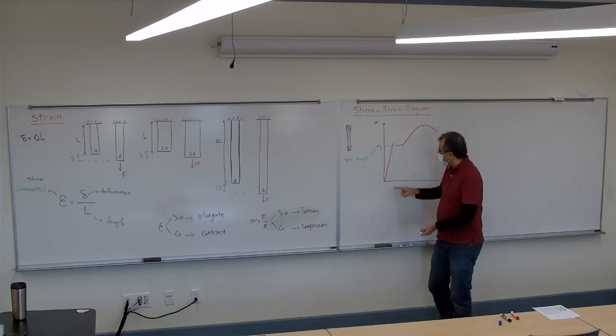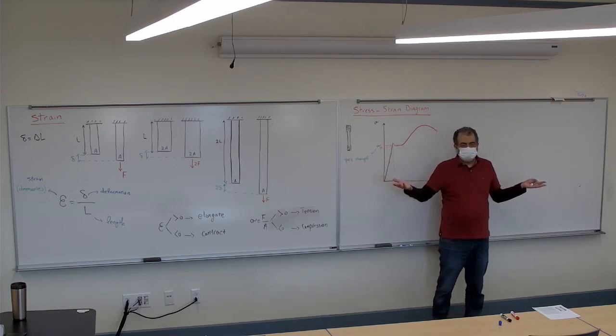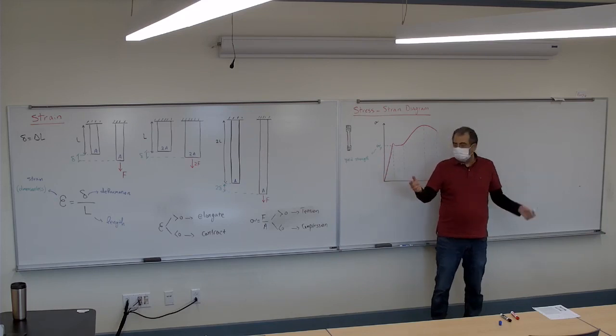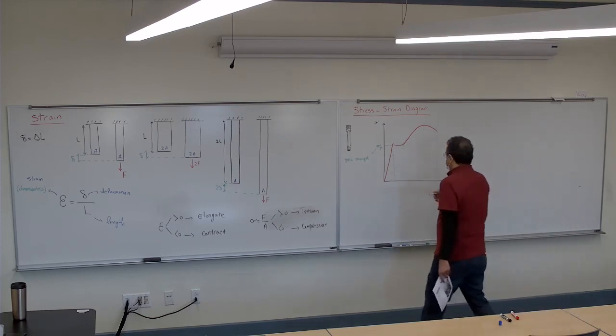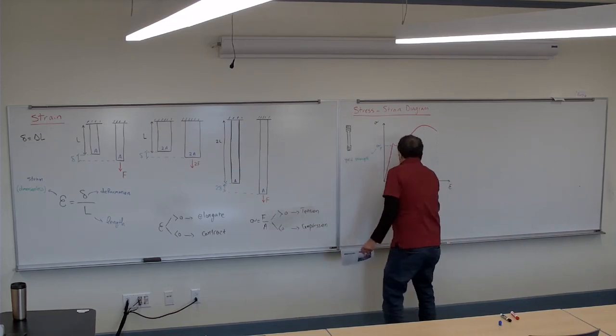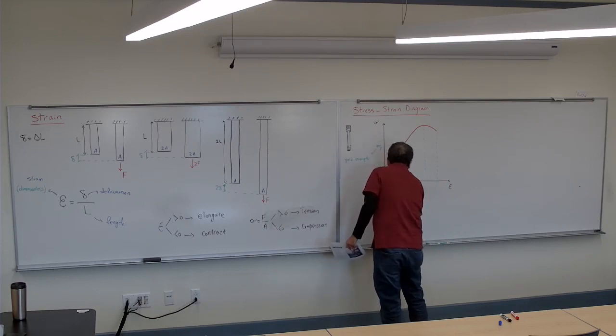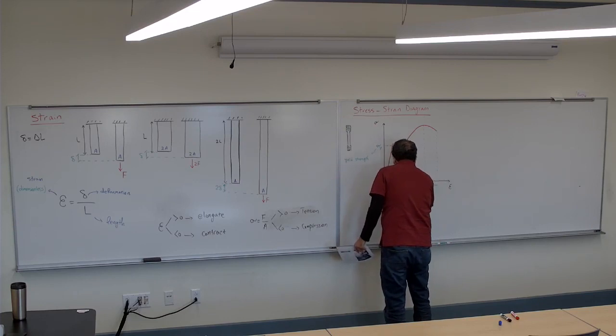So up to here, if I want to increase the deformation, I have to increase the force. I get to the point that I don't need to increase the force any further. It just keeps stretching without me doing anything. And that part is called the yield section.